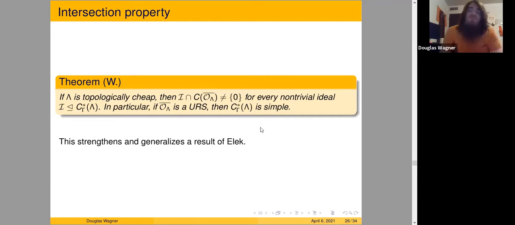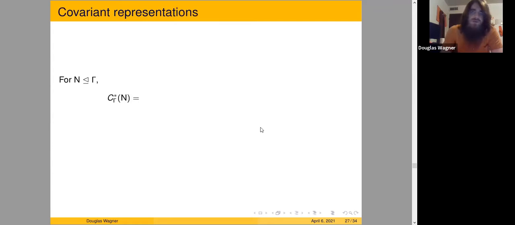So while I was working with these, I noticed an interesting property of these C-star algebras. Remember, they're similar to normal subgroups. Orbit closures are like normal subgroups. So if you look at the C-star algebra of the orbit closure of a normal subgroup, the Schreier graph just becomes a Cayley graph, and we get back the reduced C-star algebra of the quotient group.